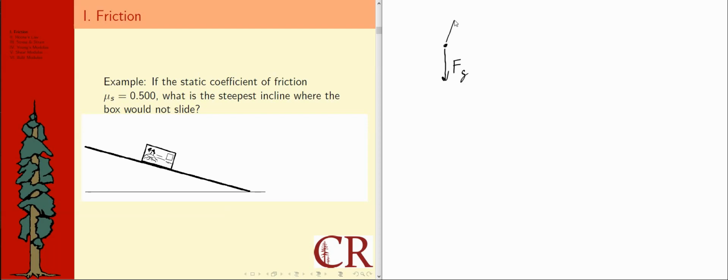We've done one like this before in the past. I think we've done a couple, both without friction and with friction. I think in the past we were given the friction, but now we're only given the coefficient, so that's going to change things a little bit.